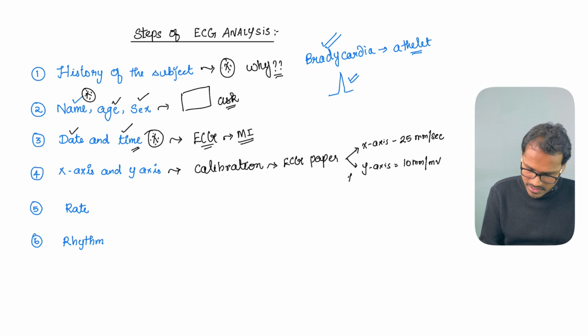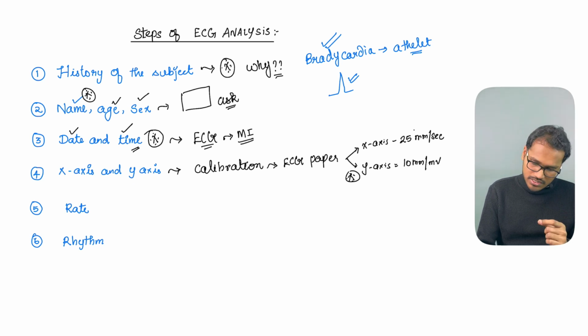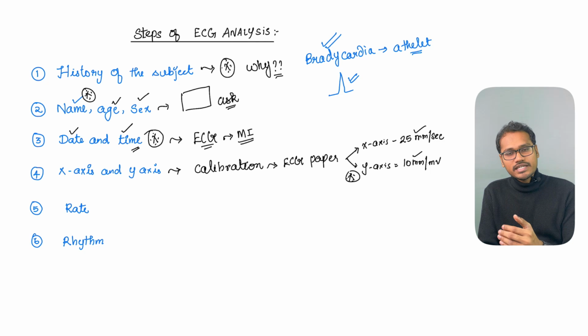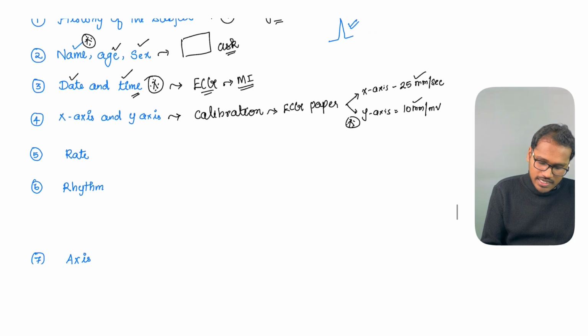So this should be checked, because after this, whatever calculations we are going to do, whether you are calculating the rate or anything, that is dependent on these two settings. If these two settings are changed, our interpretation also has to be changed according to the setting that has been done.